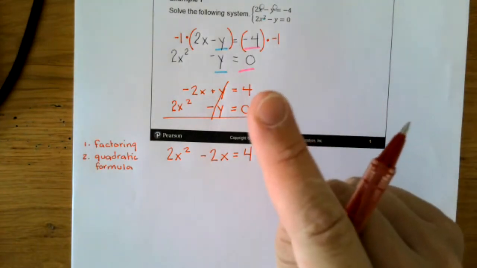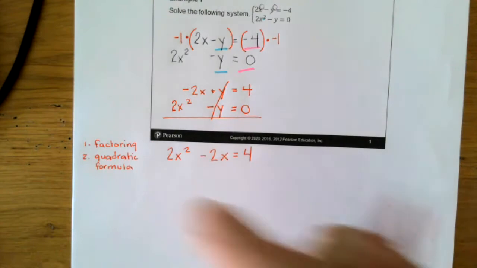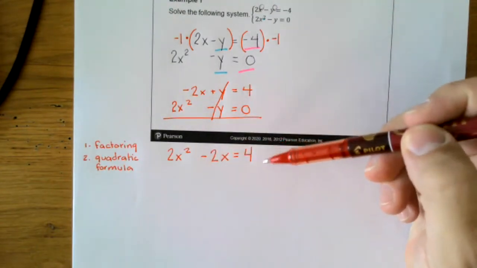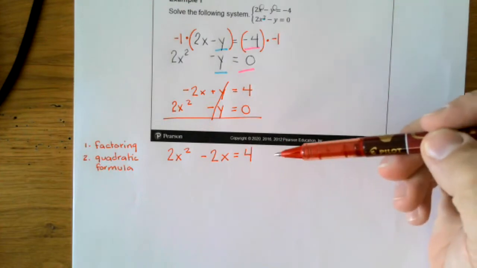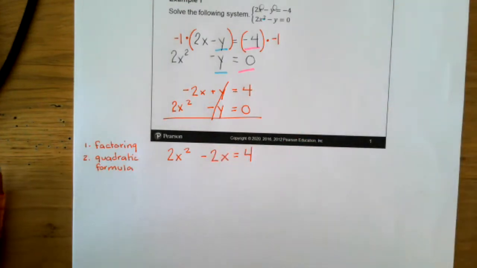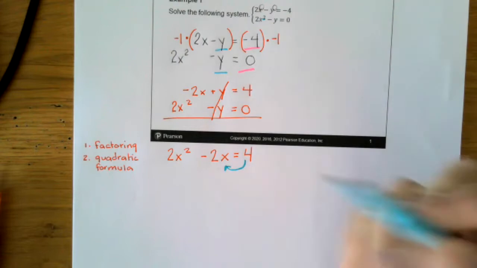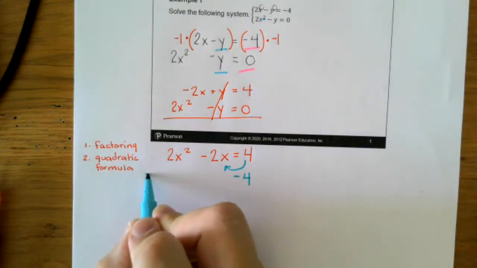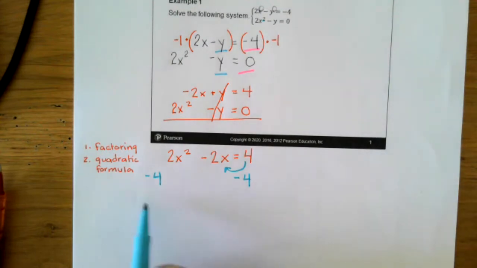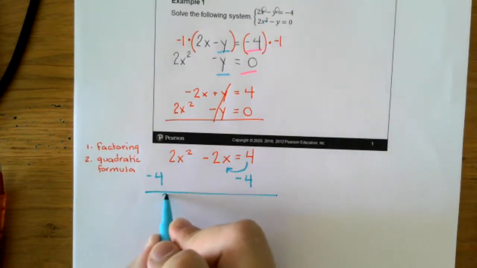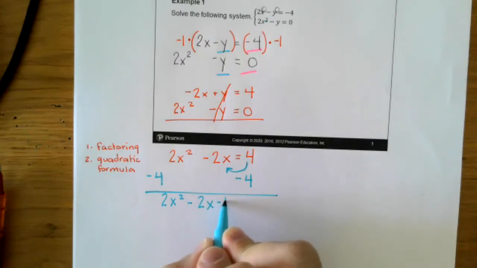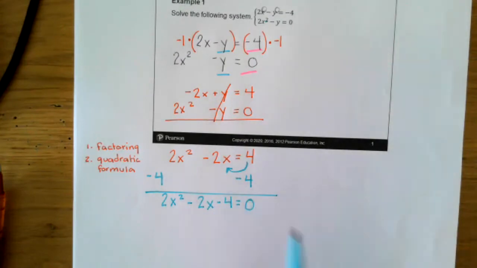So the first step for either of these is we have to set it equal to 0. Right now, this equation is a quadratic equation, but it is set equal to 4. So what that means is I need to move 4 over. So I'll subtract 4, subtract 4. 2x squared minus 2x minus 4 equals 0. Okay.